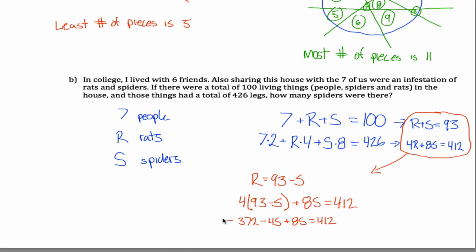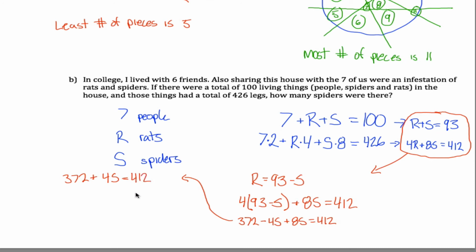I'm kind of running short on room, so I'll jump back up here. I can combine like terms. I have -4 of these S's and I have 8 of these S's, so those net out to leaving me +4 of the S's.